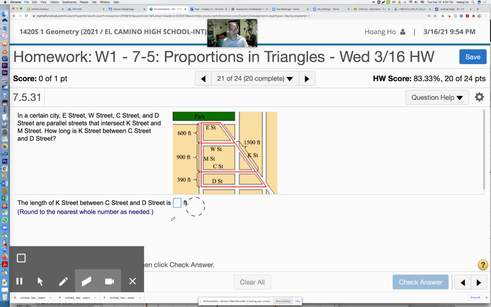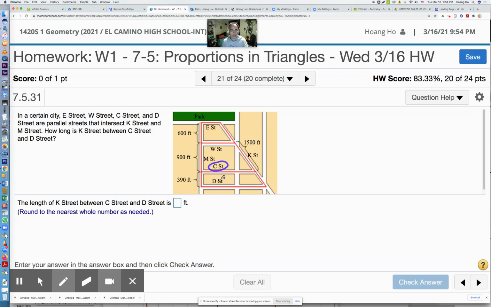Okay, now to give you a real life situation. You see all these rows parallel, so then you've got proportional. What we're looking for here: how long is K switch between C and D? This is C, this is C switch and D, and this is K. So they ask you for this portion right here. Let's call it X. You can set a proportion whichever way you want.